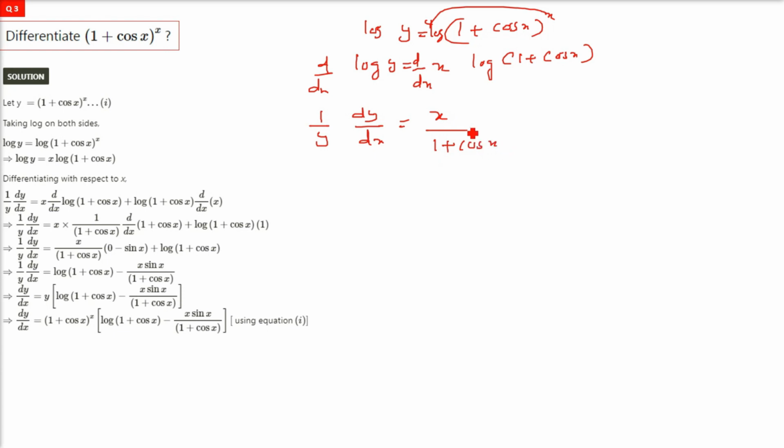So 1 plus cos x it will be. Now differentiation of 1 plus cos x will be, 1 will be 0. Cos x is minus sin x. So just write minus sin x here. The minus I am bringing here, sin x I am putting it here.